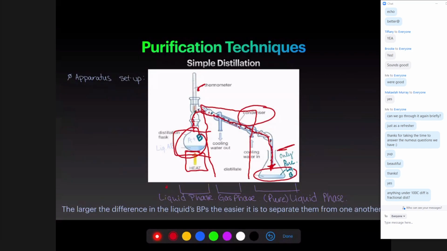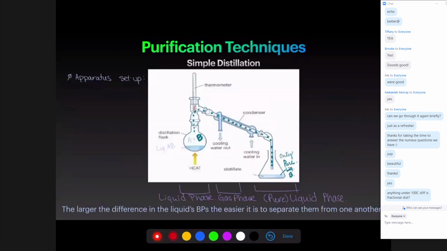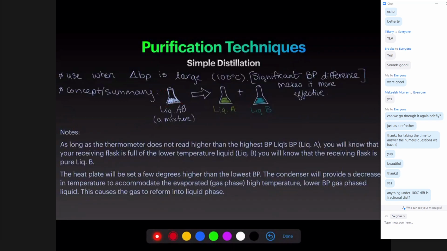All right. Any questions on that? Any other questions? I think that one made sense to everyone. Okay. So a few more things about simple distillation.